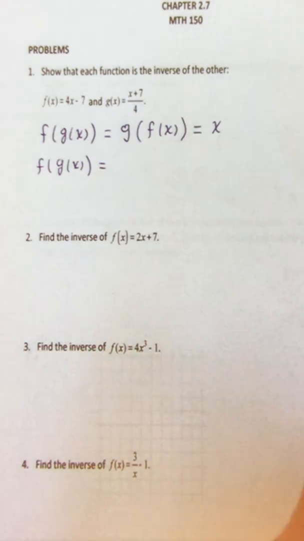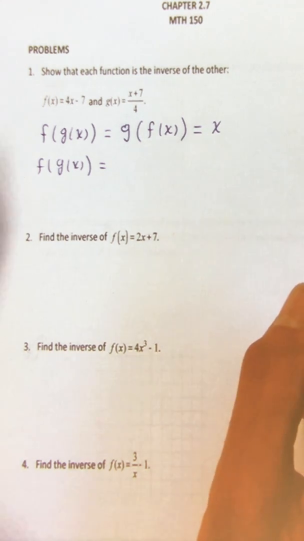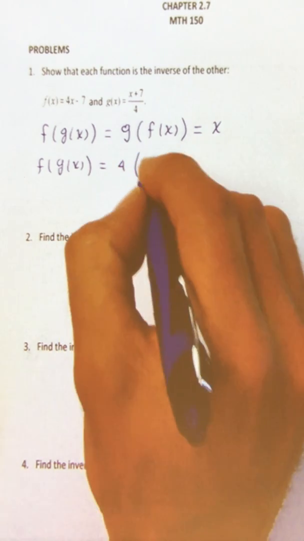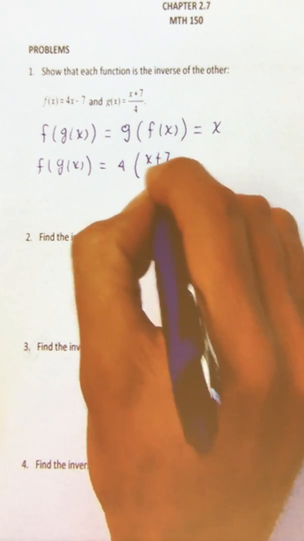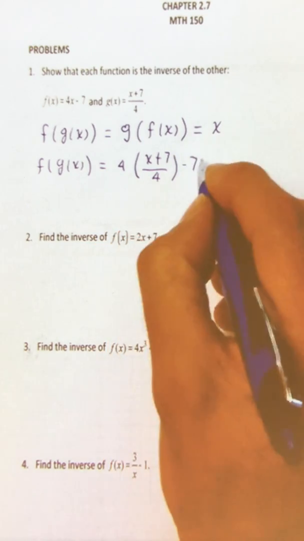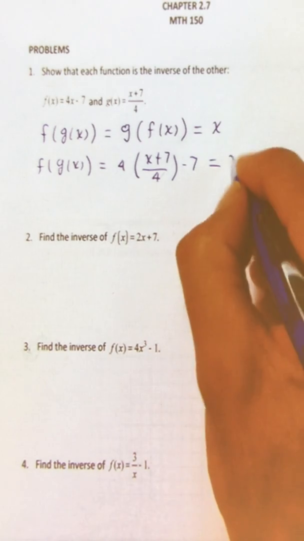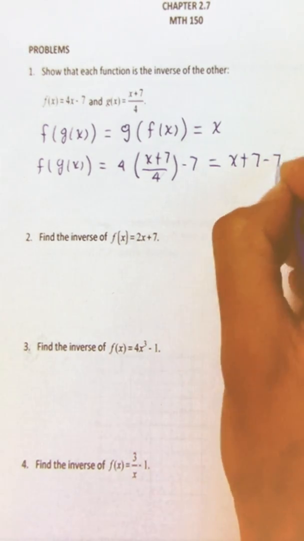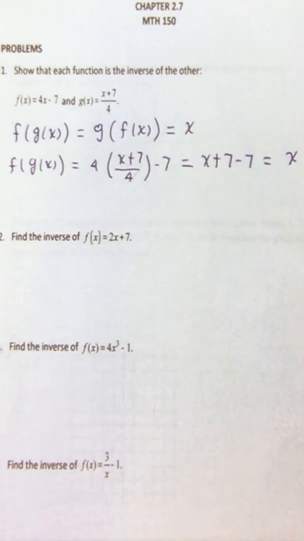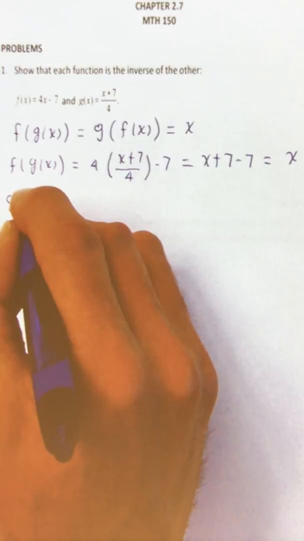So replacing each x in the f function by the g of x function will give us 4 times x plus 7 over 4 minus 7. We can divide out the 4's here and here, giving us x plus 7 minus 7, which results in just x by itself. That alone does not prove they're inverse functions. We must also compose the functions in the other way.